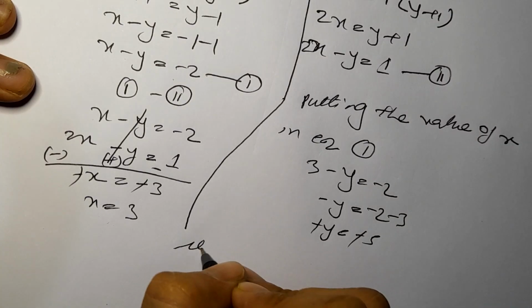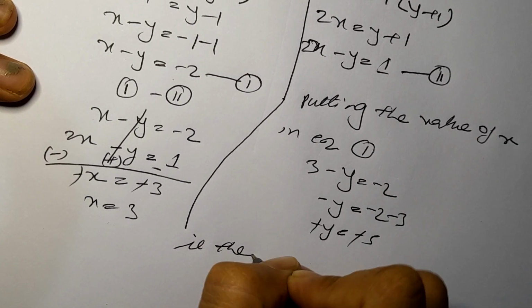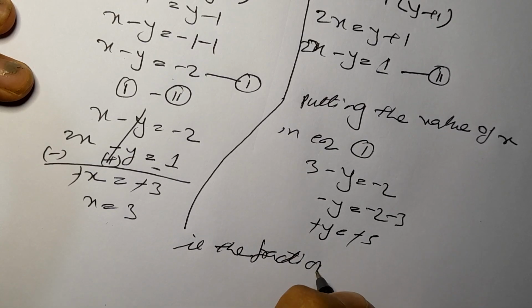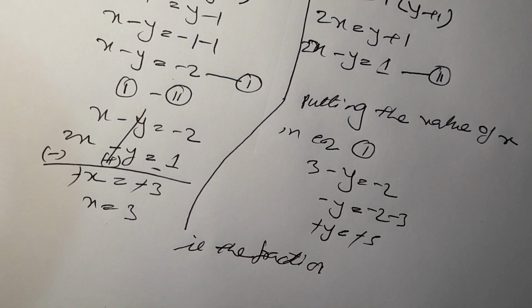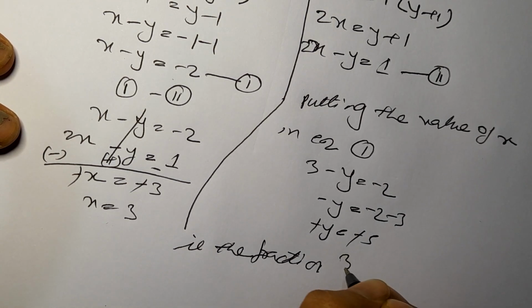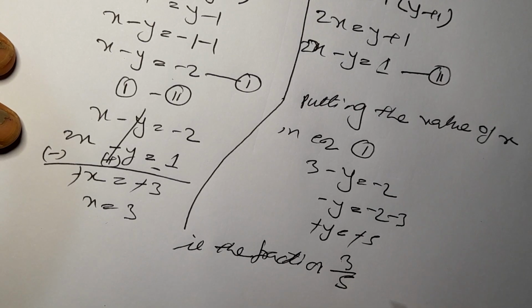Therefore the number is the fraction with x on the up and y on the down. So x is how much? 3. y is how much? 5. So it is 3/5.